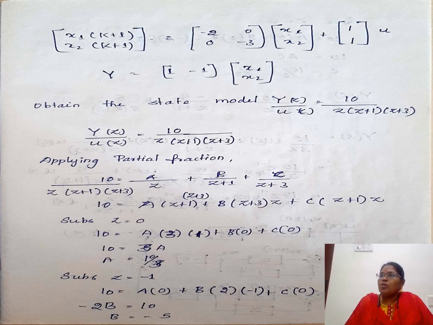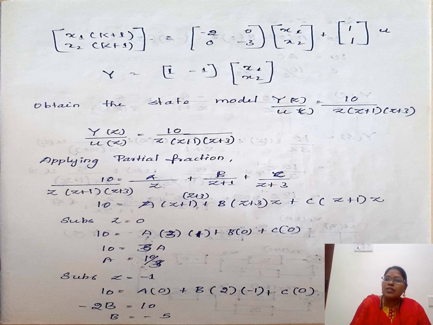Similarly, you have to do the problem by using this 10 by z into z plus 1, z plus 2. Apply a partial fraction. And from the partial fraction, you have to make it as a closed loop transfer function G by 1 plus GH. So after getting the transfer function, then draw the block diagram.